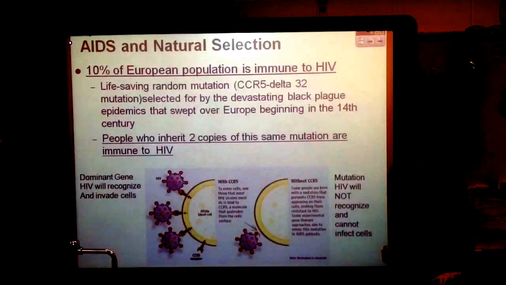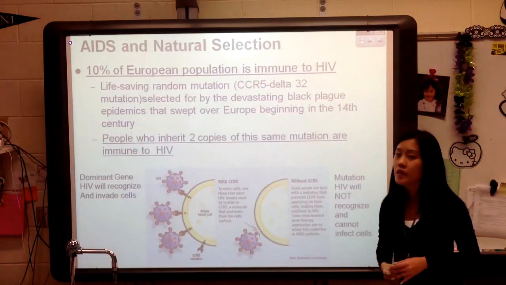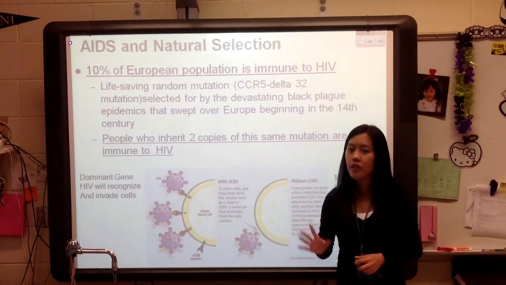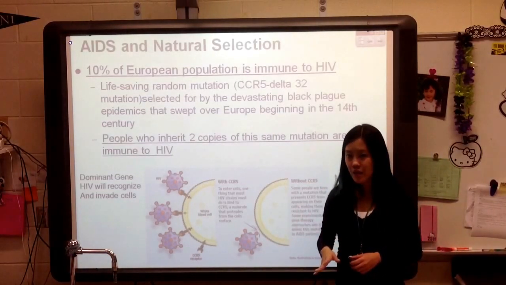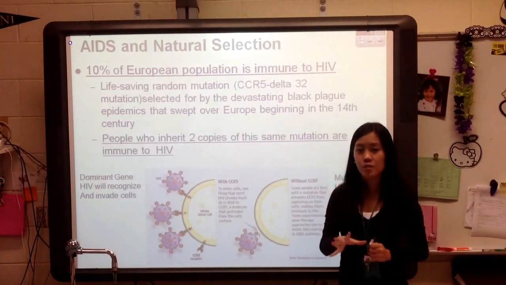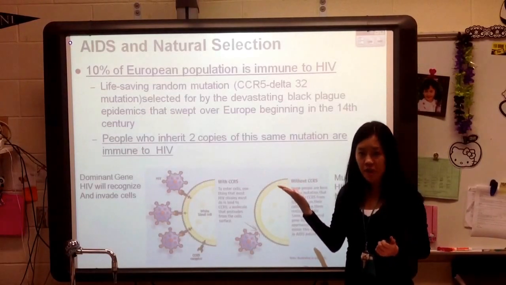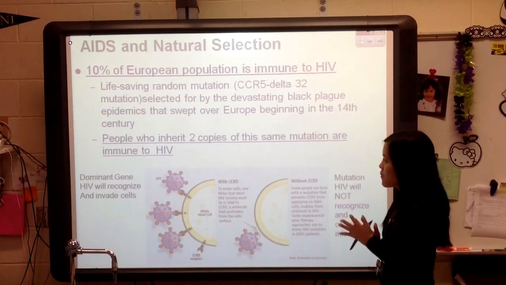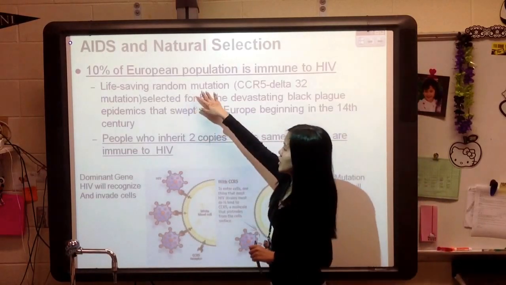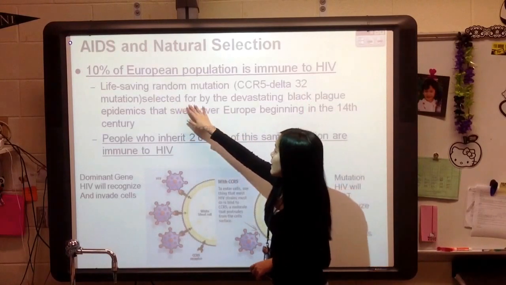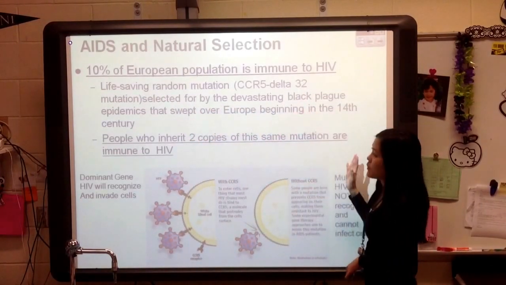But what's really interesting to know is that 10% of Europeans are immune to HIV, which means even if they get exposed to the HIV virus, 10% of those people won't get sick. They'll get exposed to it, but it doesn't affect them, okay? The reason for this is that for some people, there was this random mutation, and here's the name and number of that mutation, that was selected for by the devastating Black Plague.